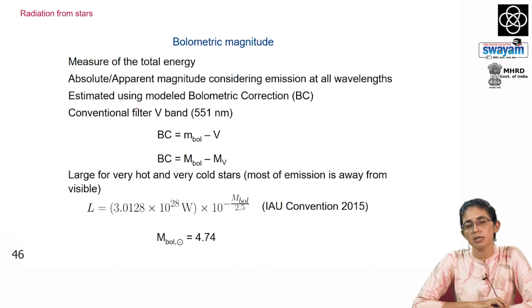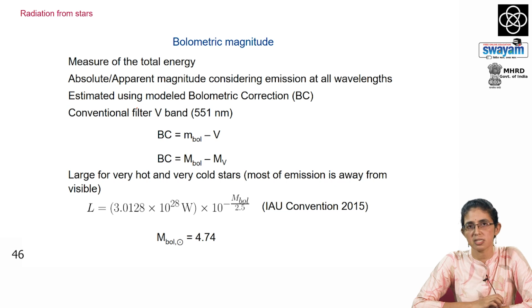We have defined the magnitudes through filters. One can also define a magnitude corresponding to emission across all the wave bands. That magnitude is known as the bolometric magnitude. So, it is a measure of the total energy. One can get an absolute bolometric magnitude as well as an apparent bolometric magnitude if one considers emission over the whole wavelength range. The convention is usually to measure this magnitude in the V filter and use a certain correction factor, known as the bolometric correction, to get the bolometric magnitude.